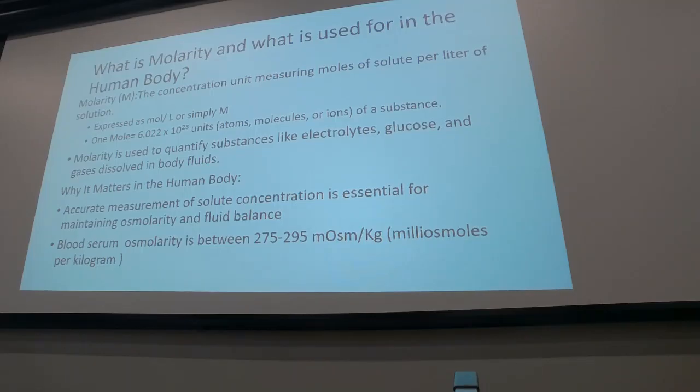So why does this matter? Well, because we have sensors in the hypothalamus that detect how many molecules you have of a particular substance in your blood. And that can trigger the thirst mechanism. These sensors or receptors are called osmoreceptors. And the typical osmolarity, or concentration of molecules that we have in our body, is between 275 to 295 millimoles per kilogram. So basically it's 1,000 of this unit.